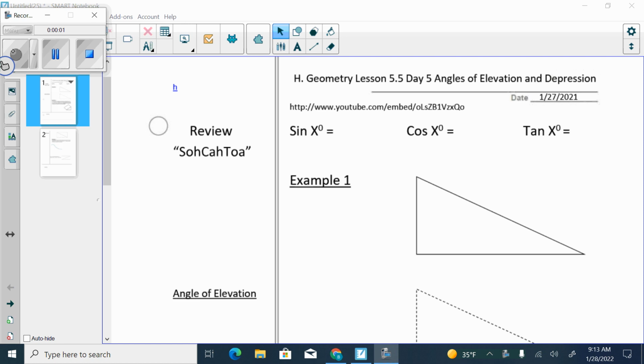So first they just are having us review SOHCAHTOA, how to solve for those missing sides and angles. So first of all, if I'm trying to find sine of x or sine of theta, what ratio am I setting up? Good. Alright, what is my ratio for cosine? Good. And what's our ratio for tangents? Good.